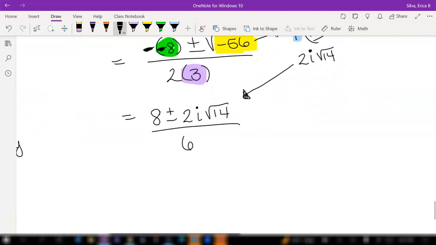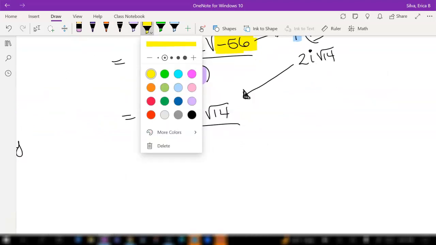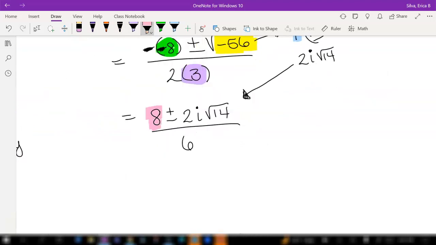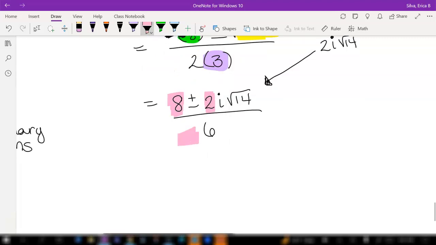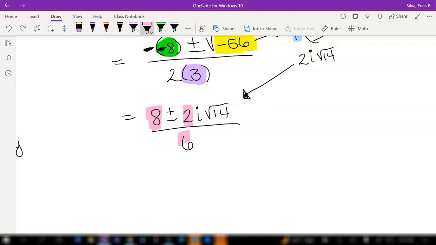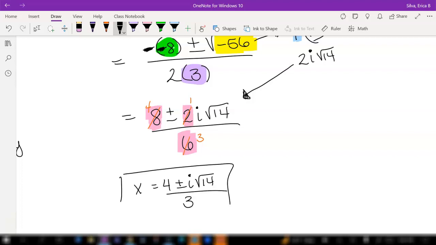Now, if we look at our solution, if we look at my real number, the number outside of the radical, and the denominator, we can simplify this. They're all divisible by 2. So if we divide this by 2, we get 4. This is 1, and this is 3. So we would rewrite it as 4 plus and minus i square root of 14 over 3. And those are my two solutions.